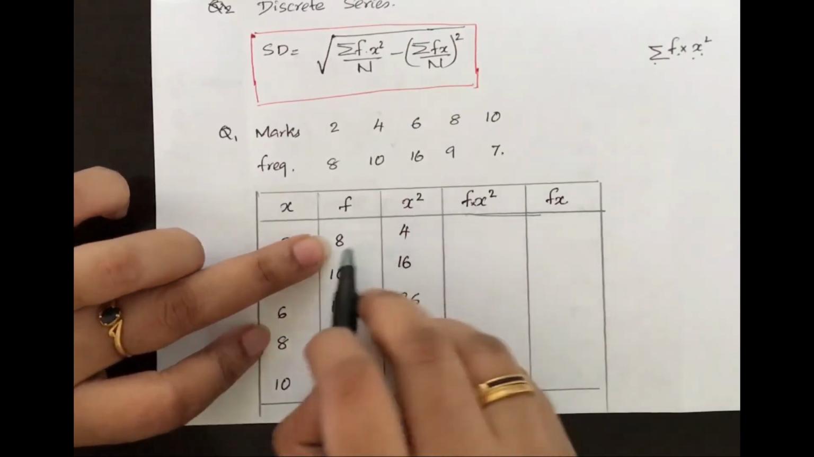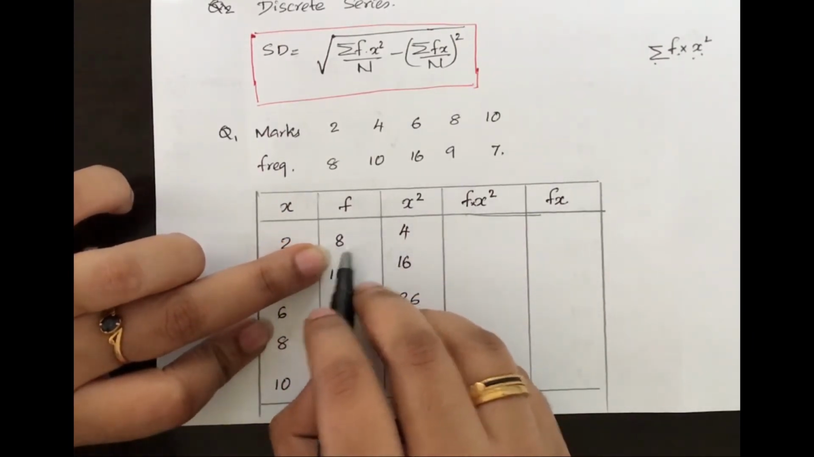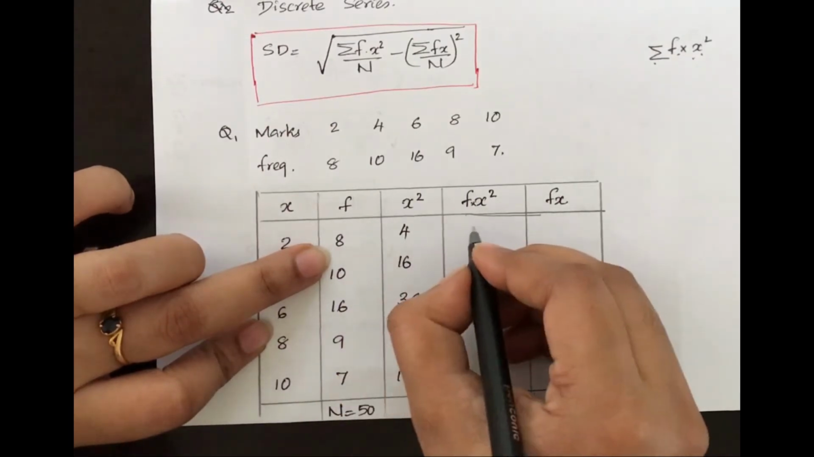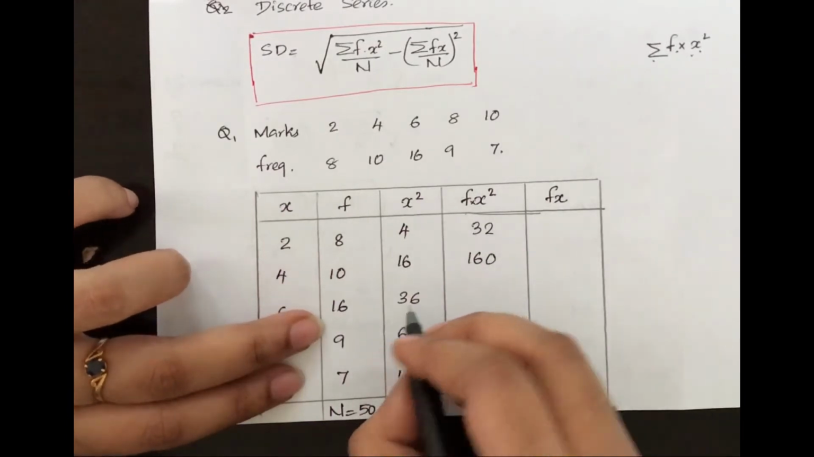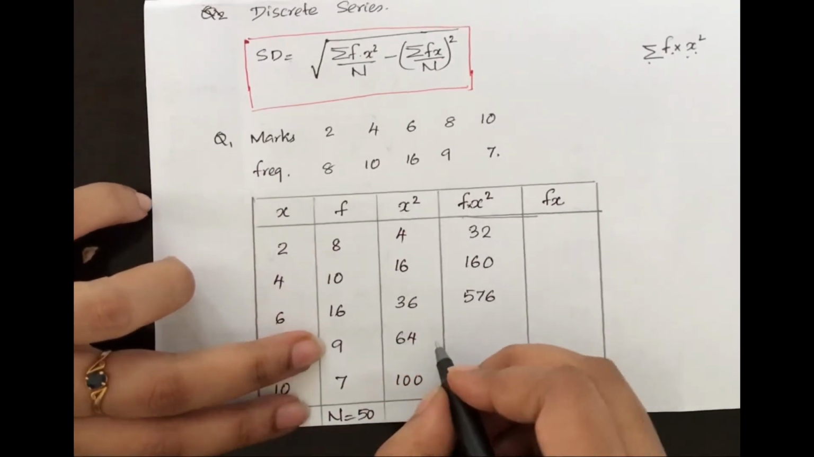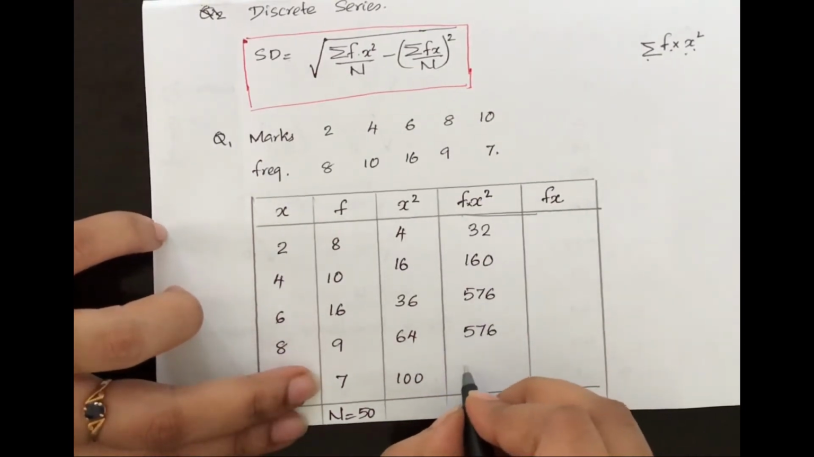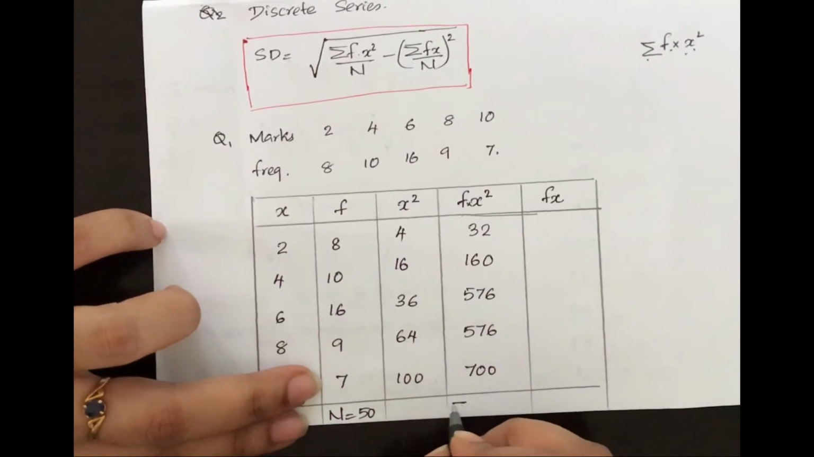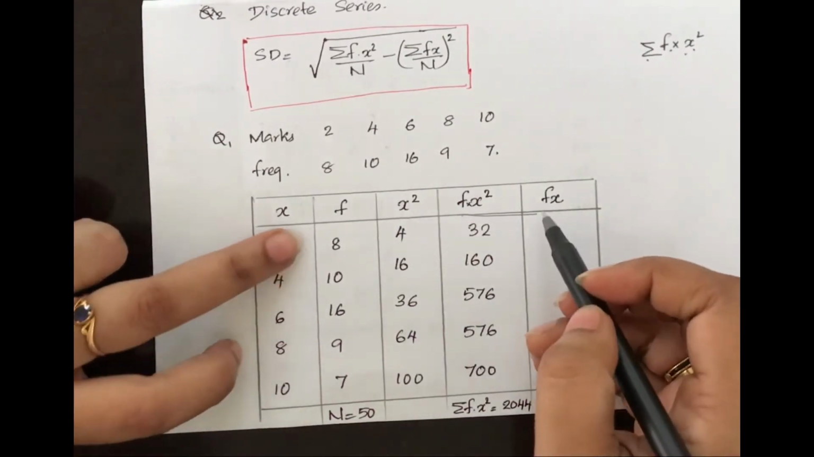So f into x square is obtained by multiplying f with x square. 8 into 4, 32. 10 into 16, 160. 16 into 36, 576. 9 into 64, 576. 7 into 100, 700. So summation f into x square will be 2044.